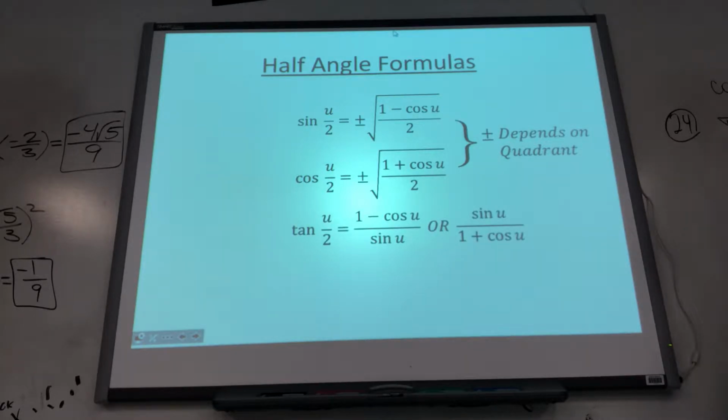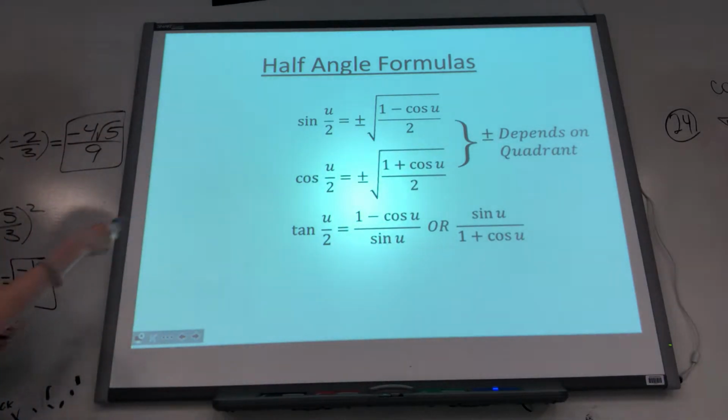And then look down here at tangent of u divided by 2. There are 2 different ways you could solve it. You could take 1 minus cosine of u all over sine of u, or sine of u divided by 1 plus cosine of u. Either way, whichever one you choose to use, it should give you back the same answer.